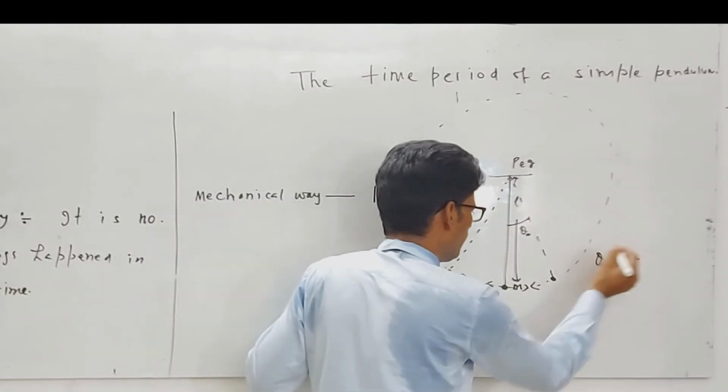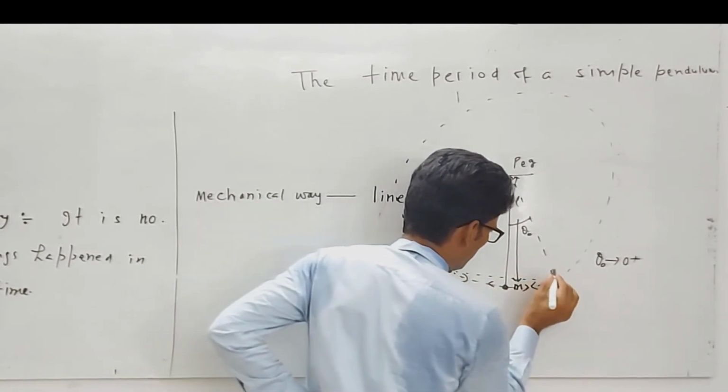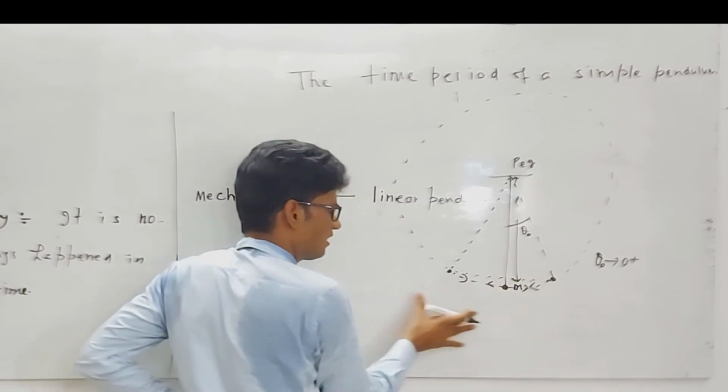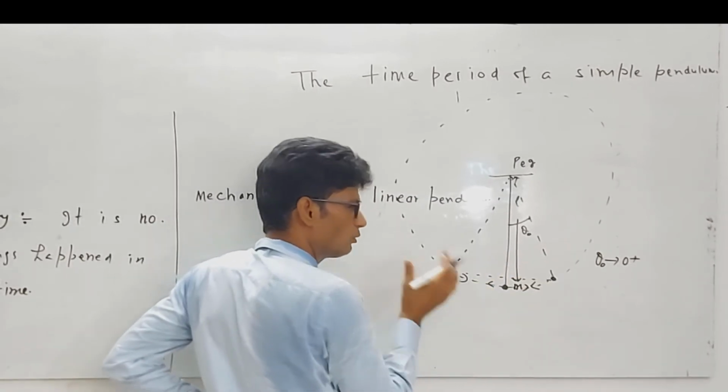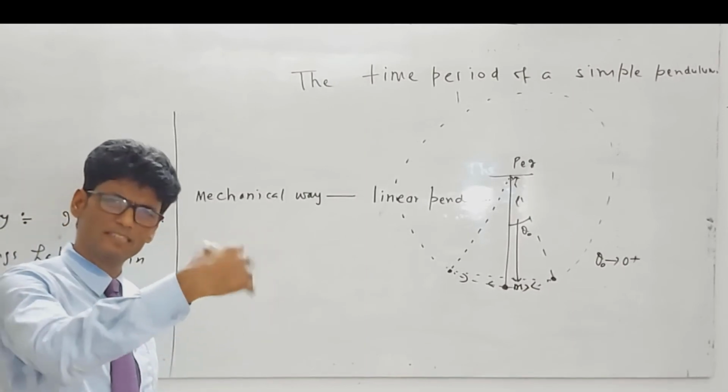So in this way, suppose we join the end points here. So this is the chord and this is the arc. The chord length will never equal the arc length for a particular angle theta naught, say the 2 theta naught.